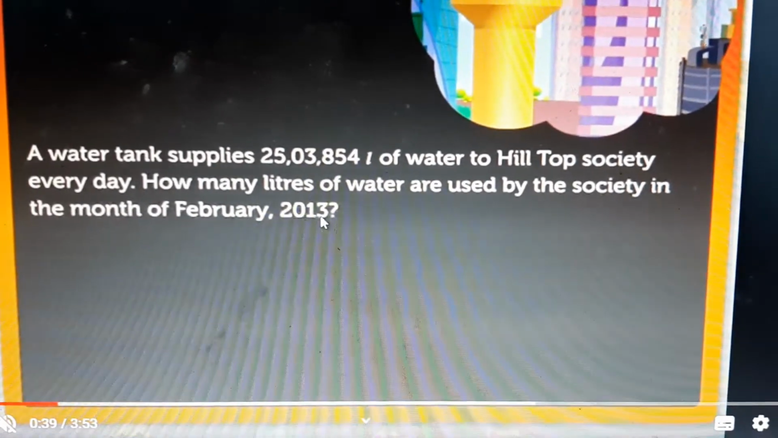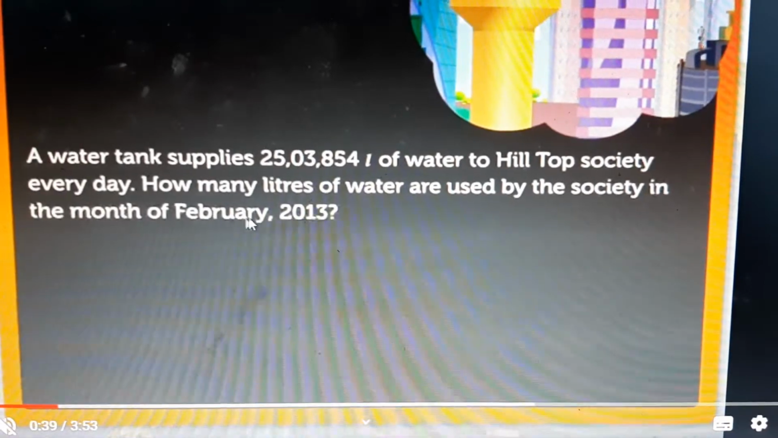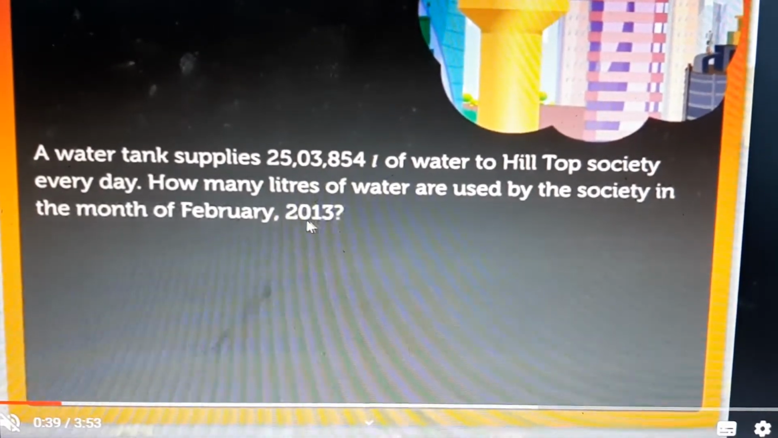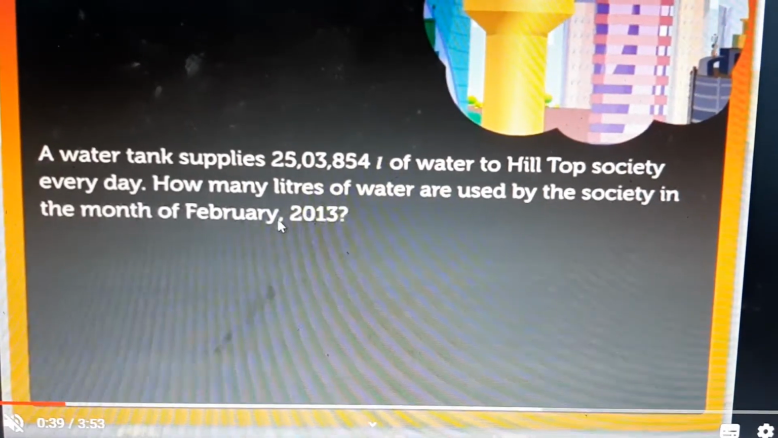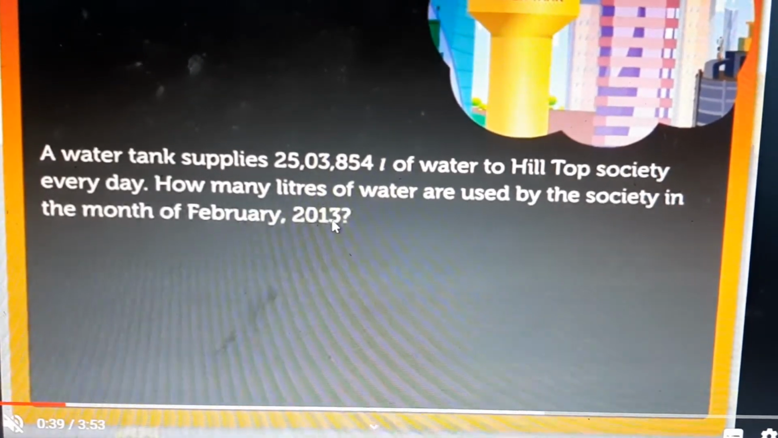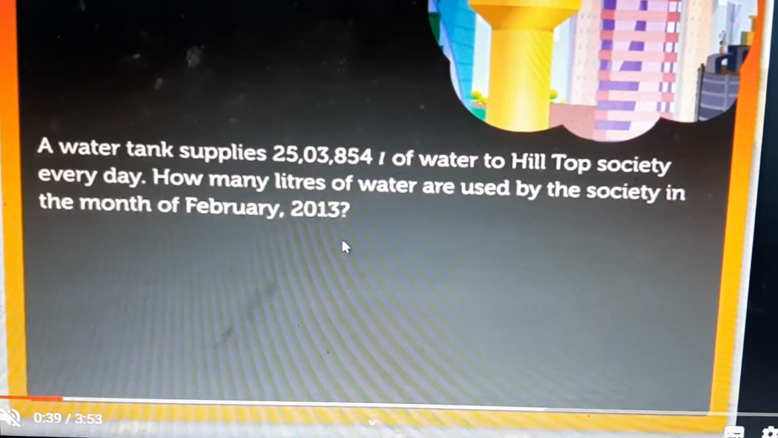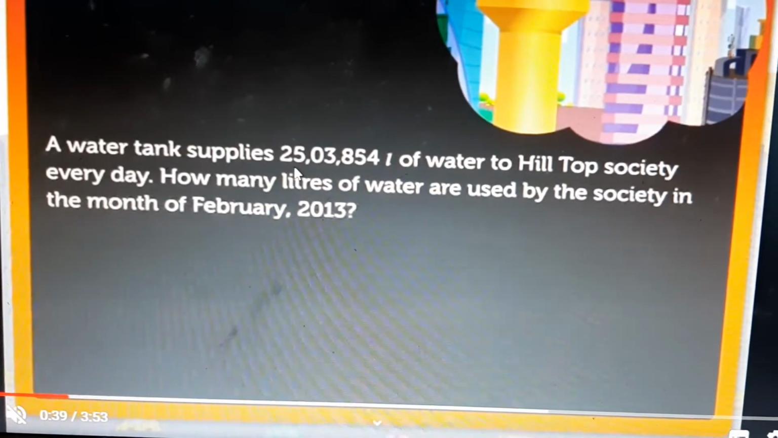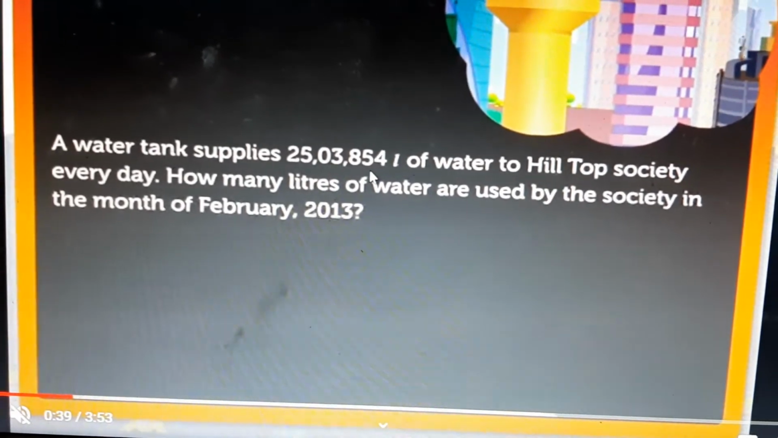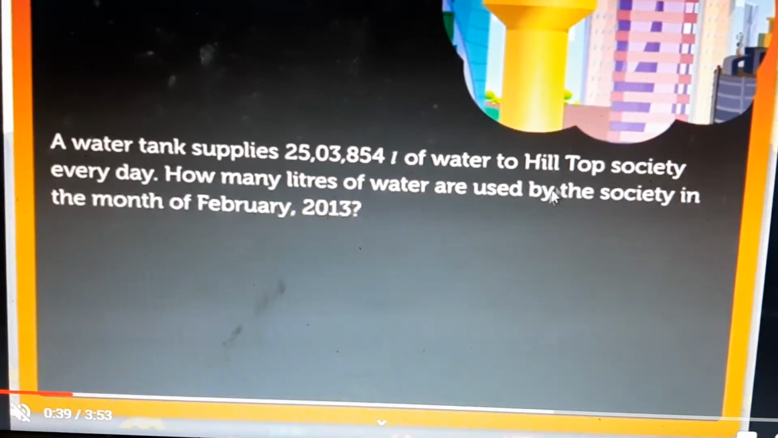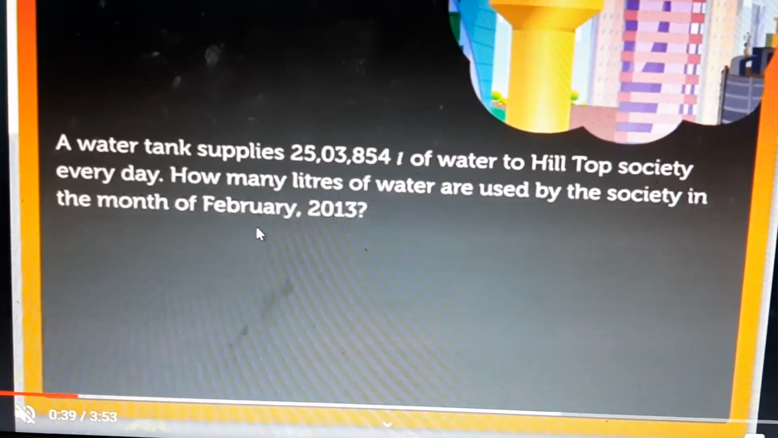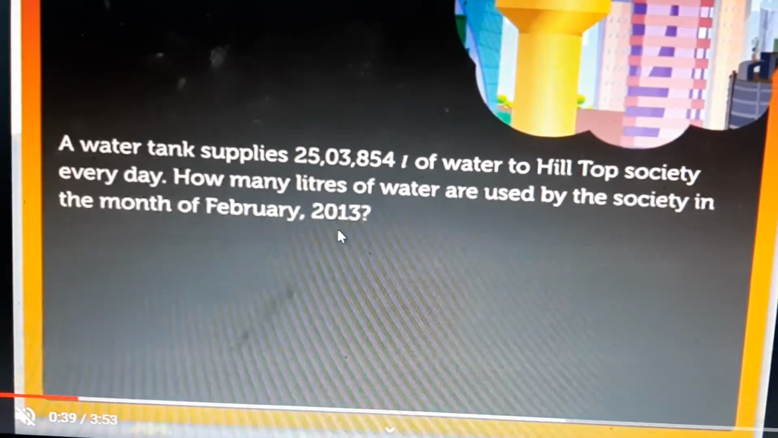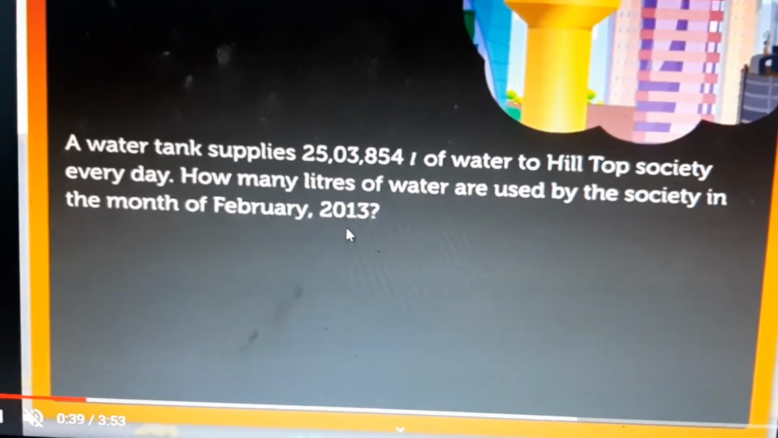When we think about February 2013, how many days are there in February? It is not a leap year, is it? So there are only 28 days in February. When we try to understand this problem, we have got the value for one day. In one day, how much? 25 lakhs 3,854 liters. They are asking us how many liters will be supplied in 28 days. I told you, when one is given and more is asked, we have to multiply.